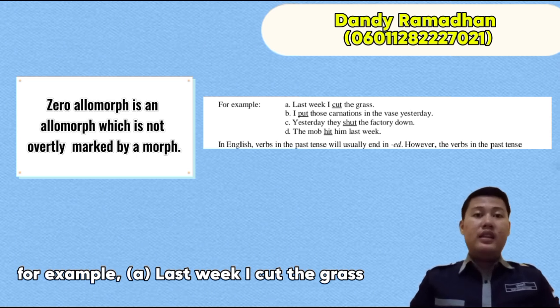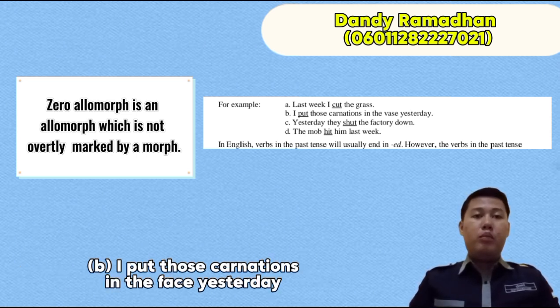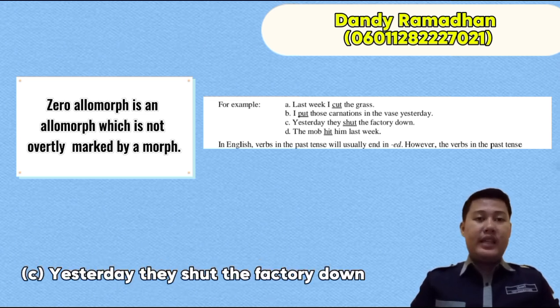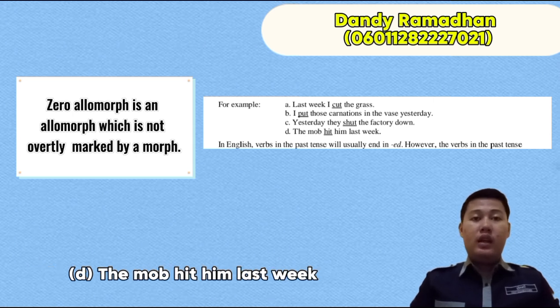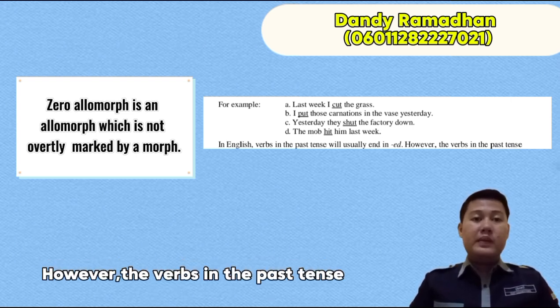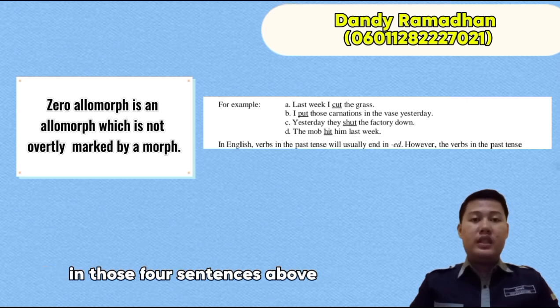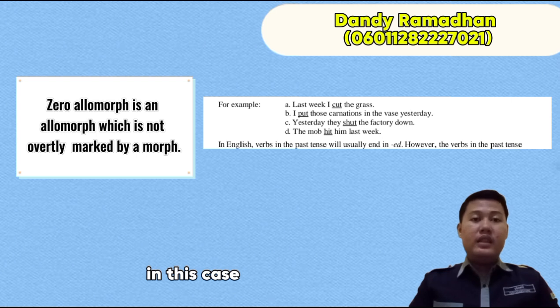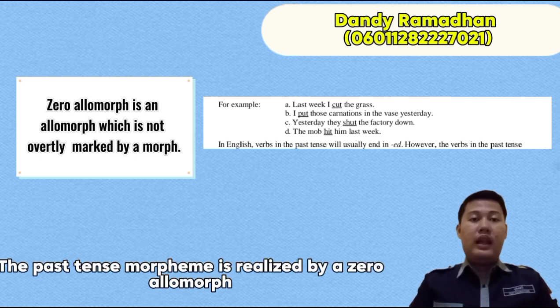A. Last week I cut the grass. B. I put those carnations in the vase yesterday. C. Yesterday they shut the factory down. And D. The mob hit him last week. In English, verbs in the past tense will usually end in ed. However, the verbs in the past tense in those four sentences above do not end in ed. In this case, the past tense morpheme is realized by a zero allomorph.